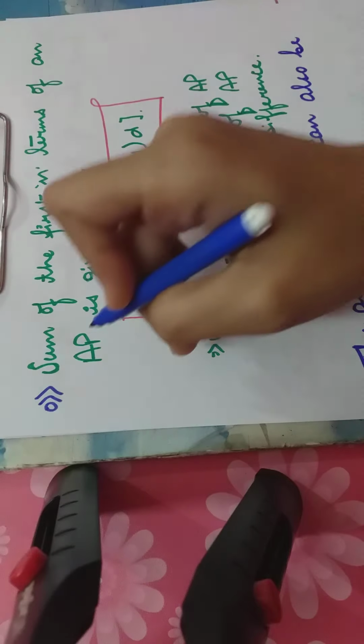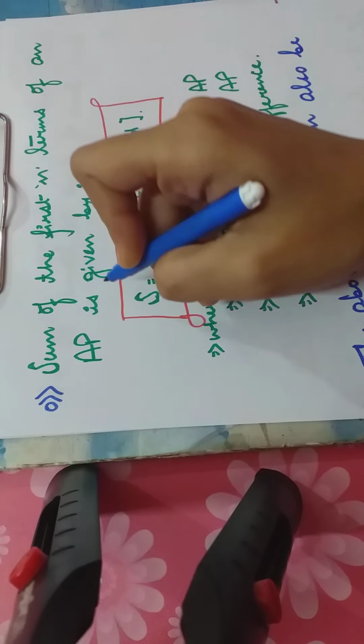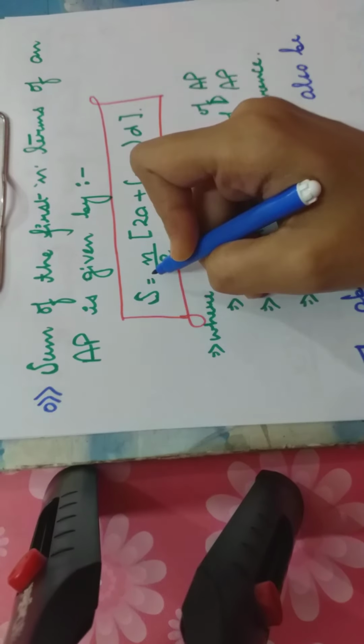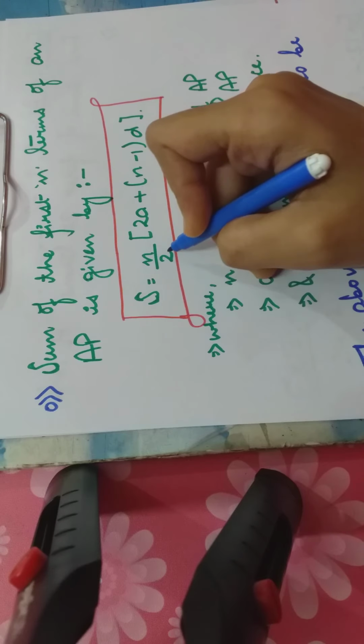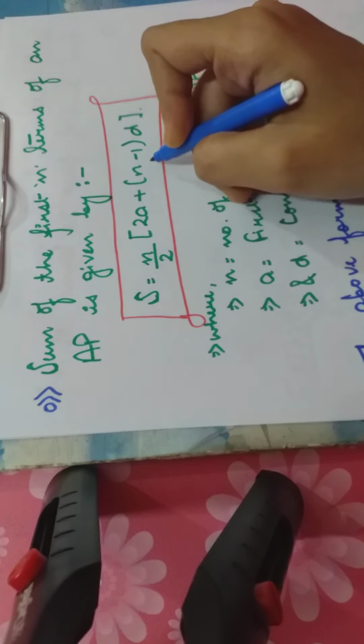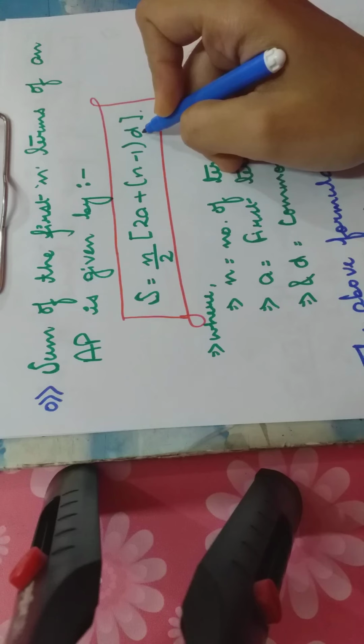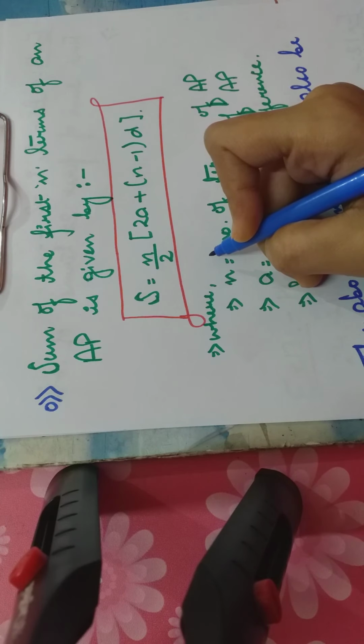So you can see, for finding the sum of n terms of any AP, the formula is given by S equals n by 2 into 2a plus n minus 1 into d. You are already aware of these terms, what n stands for, a stands for, d stands for, because in finding the nth term formula of an AP, we have used these terms a, n, d. For your convenience, I have written what n, a, and d denote.